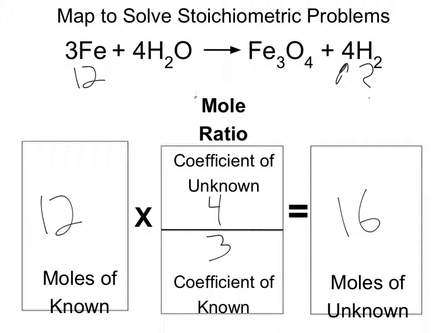Okay, so the numbers in the mole ratio come from the balanced equation. The known is whatever the question gives you to work with. The unknown is whatever the question is asking you to find. And then you set up the ratio, multiply by the moles given, and you get the moles of unknown. And that's a mole-to-mole stoichiometry calculation.